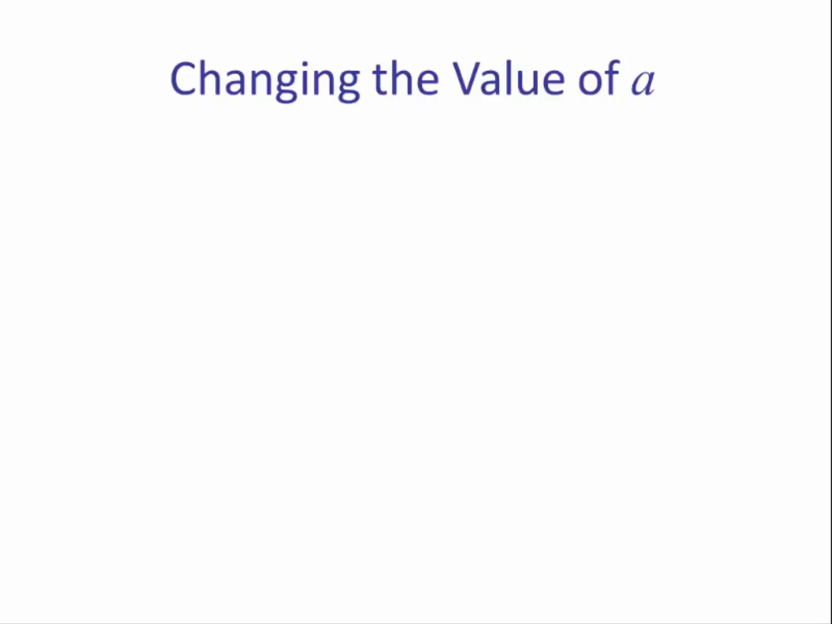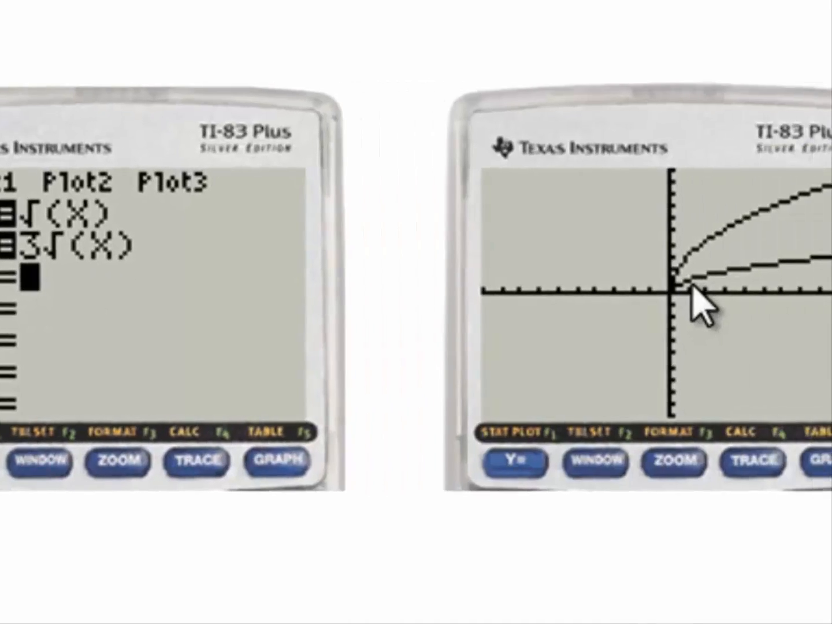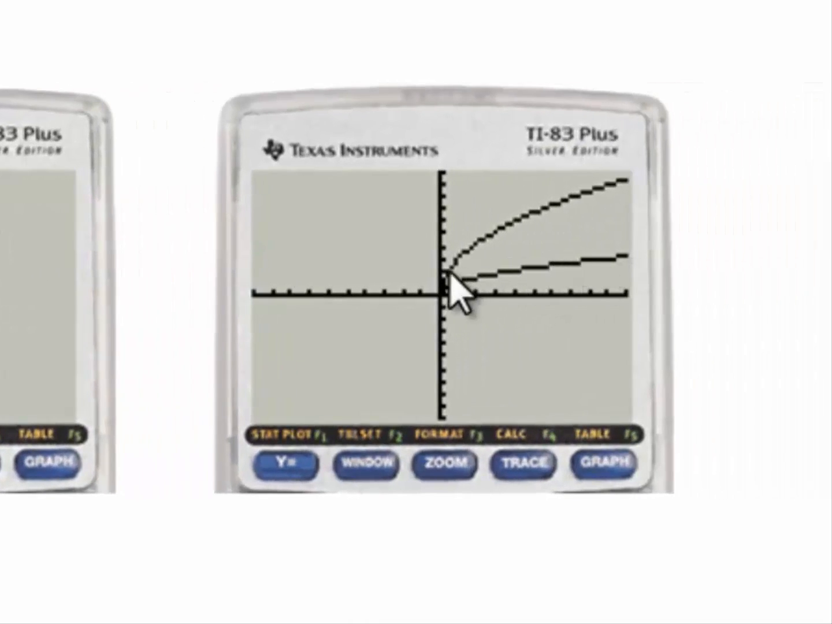Changing the value of a. So if you recall, a is the coefficient that multiplies the square root of x. Let's consider when a is 3. Here's our parent function. Here we see 3 times the square root of x.